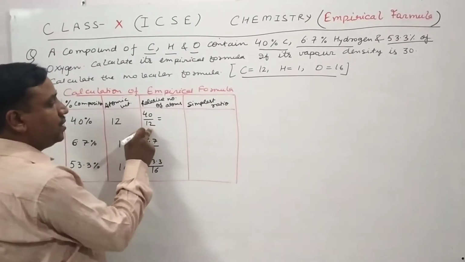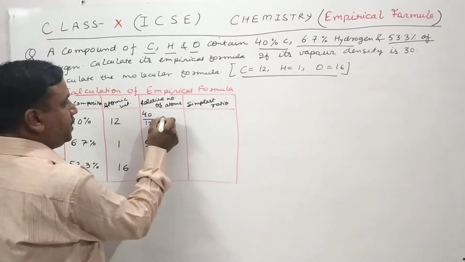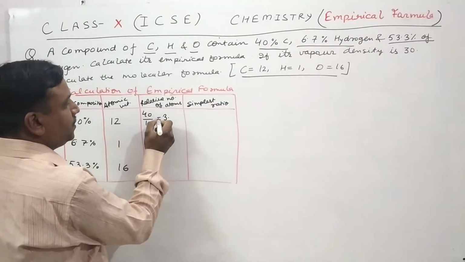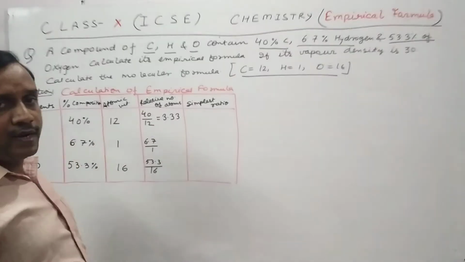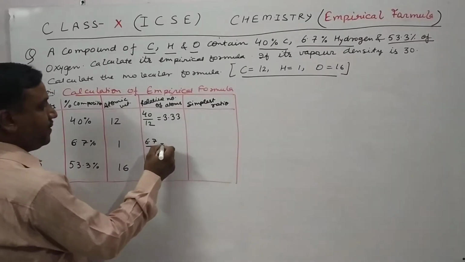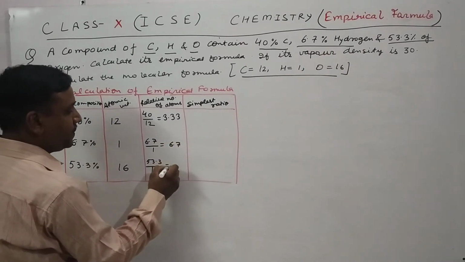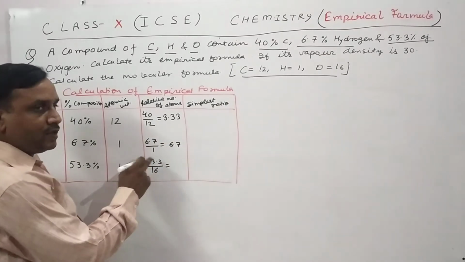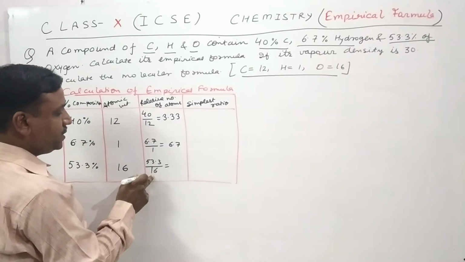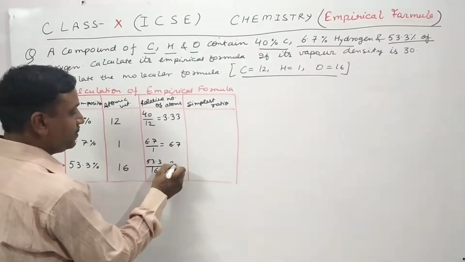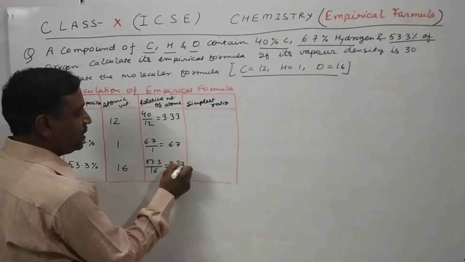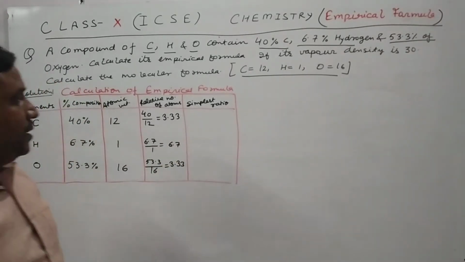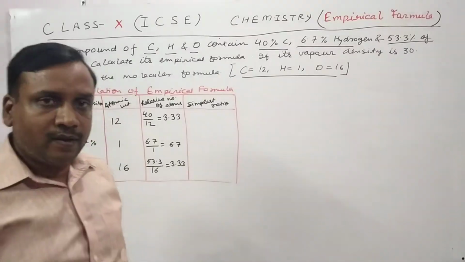Divide 40 by 12: 12 threes are 36, the remainder will be 4, again 40, you will get the answer 3.33. 6.7 divided by 1 will be 6.7. And here divide 53.3 by 16: 16 threes are 48, remainder will be 5, again 53. So this is also 3.33. So these are the relative numbers of atoms.